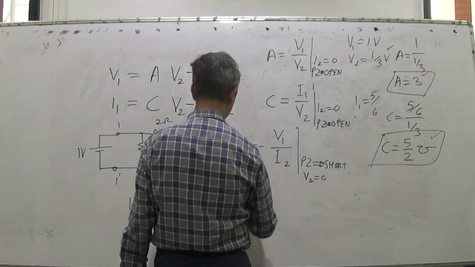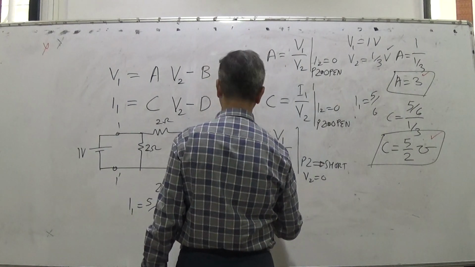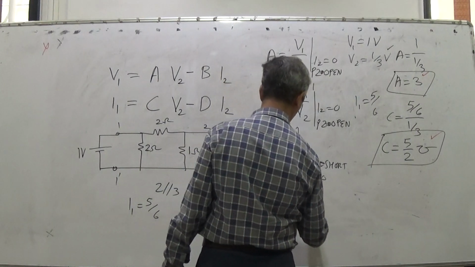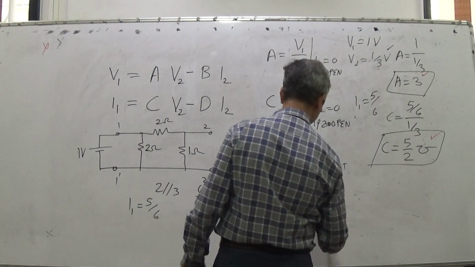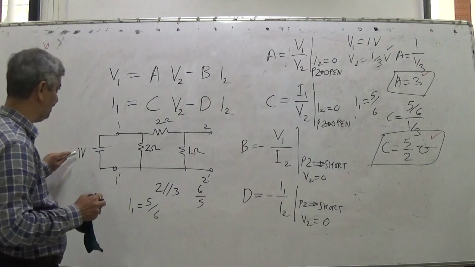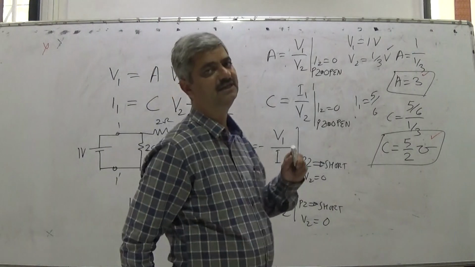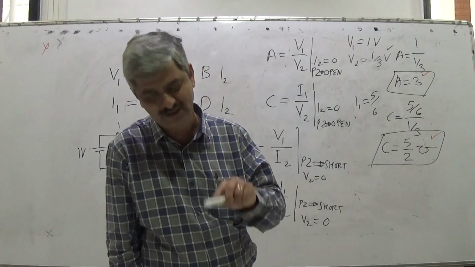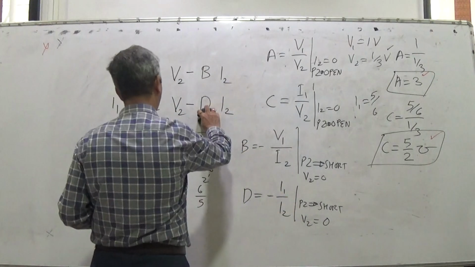And what is D? D is equal to minus I1 upon I2 when port 2 is short, or V2 is 0. So the only thing we require to do is, while computing ABCD parameters, input you apply at port 1 only. Either you keep port 2 open, you get 2 parameters, or you make port 2 short, you get the remaining 2 parameters. So now we have to make port 2 short.